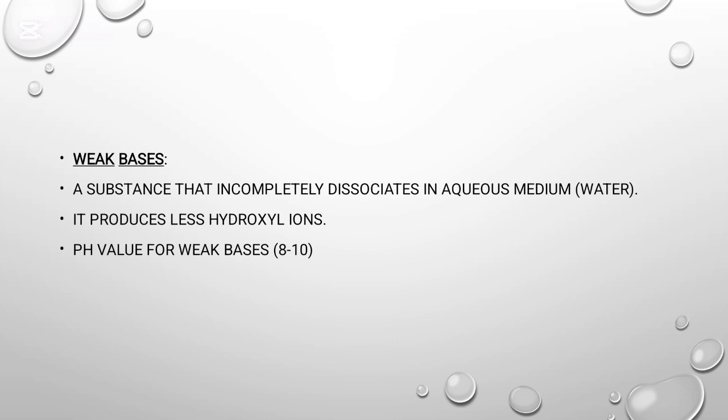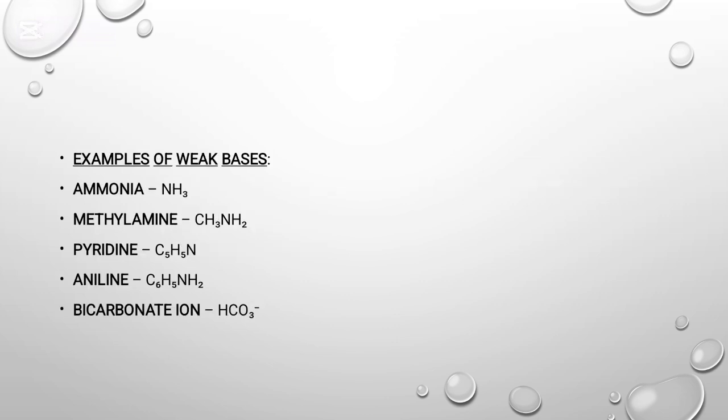Weak bases are substances that incompletely dissociate in aqueous medium. It produces fewer hydroxyl ions. pH value for weak bases is 8 to 10. Examples of weak bases: ammonia, methylamine, pyridine, aniline, and bicarbonate ion.